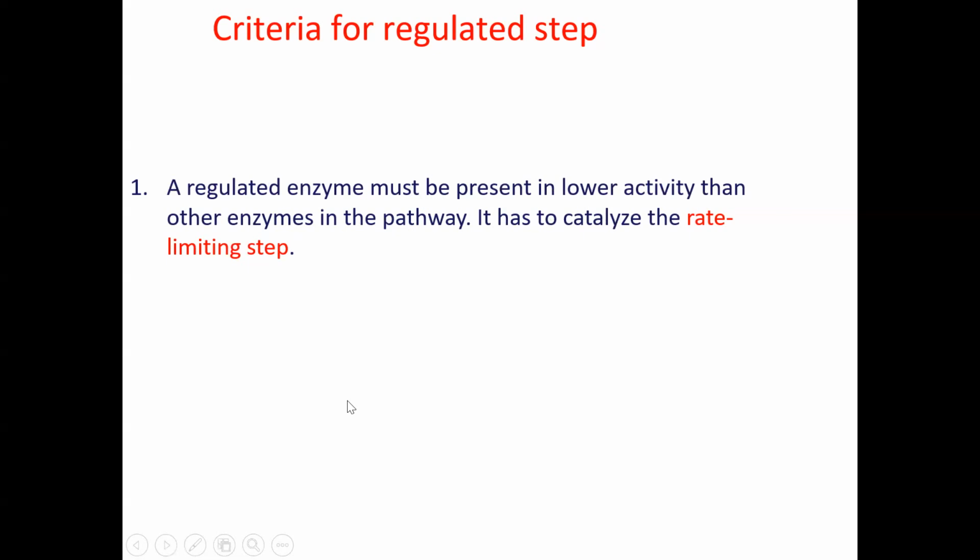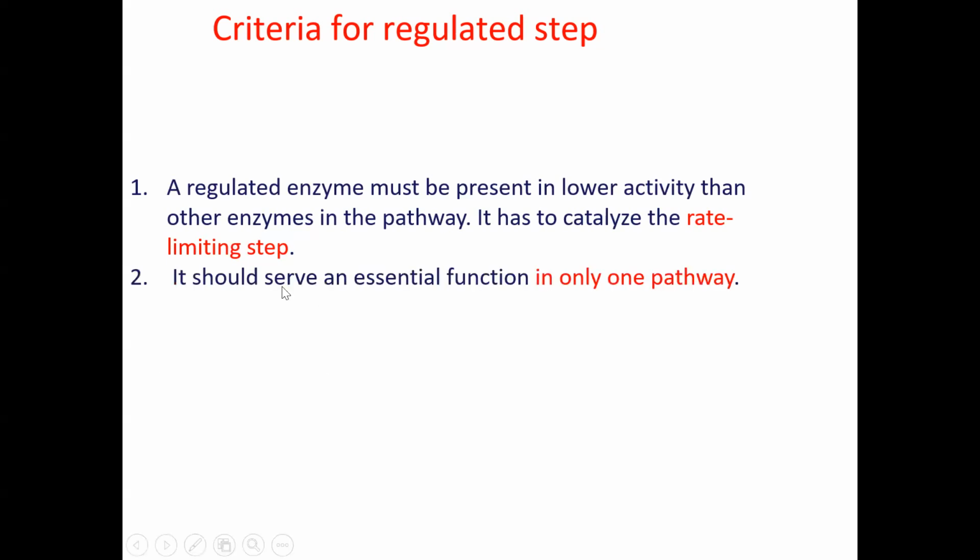What do we mean by rate limiting step? It is the slowest step in the pathway. Why is it the slowest step? Because the enzyme has very low activity. So this is one of the criteria of the regulated enzyme. It must catalyze the rate limiting step.